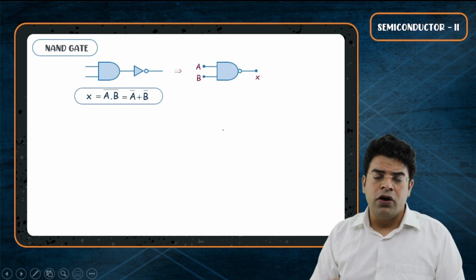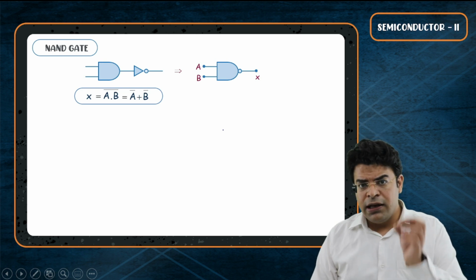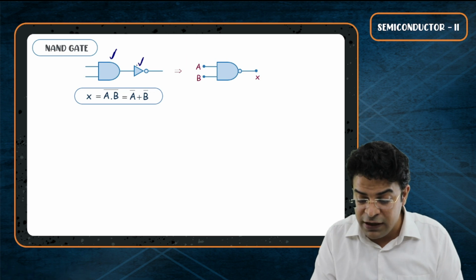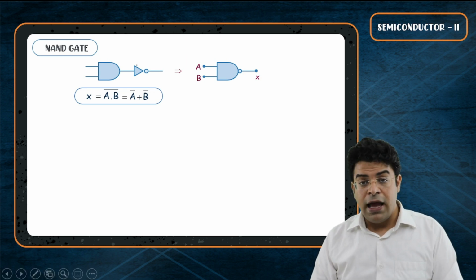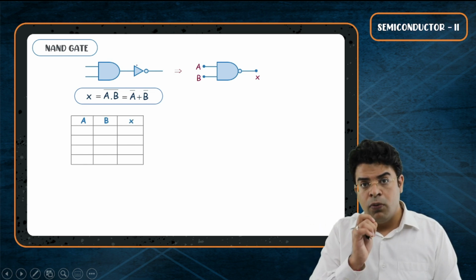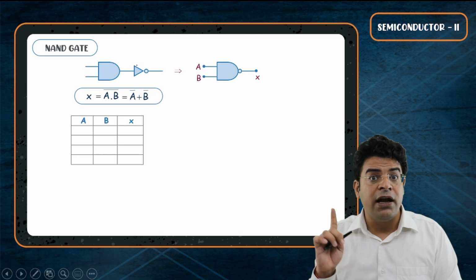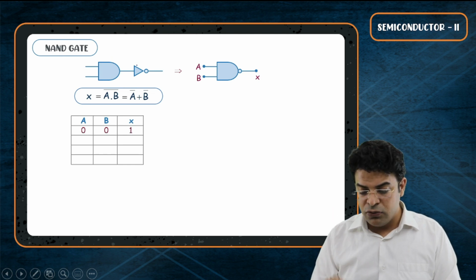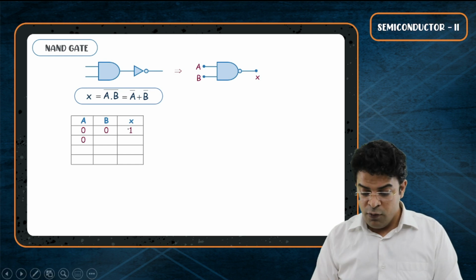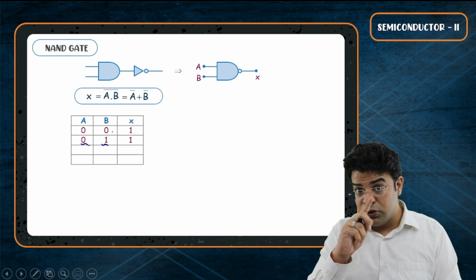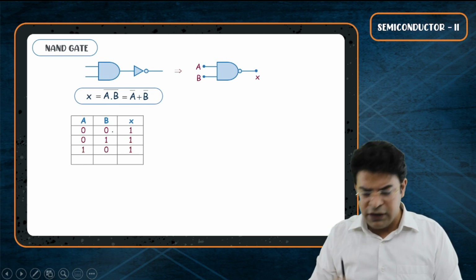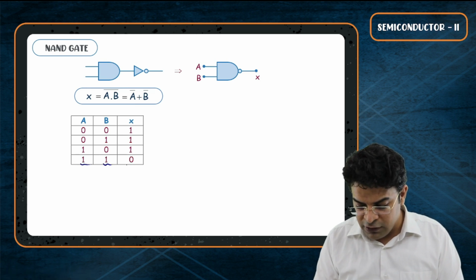Now bachcho, talking about the truth table. In case of AND gate, whatever output you were getting, this NOT will inverse it. So for AND gate, we know that for 0 0 we get 0, for 0 1 we get 0, for 1 0 we get 0, and only for 1 1 we get 1. So we just need to think of the inverse output. So this time for 0 0 you will get 1. For 0 1, where you got 0, now you will get 1. For 1 0, where you got 0, now you will get 1, and for 1 1 you will get 0.